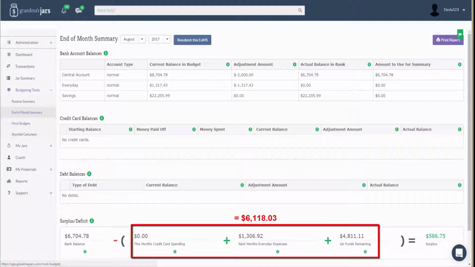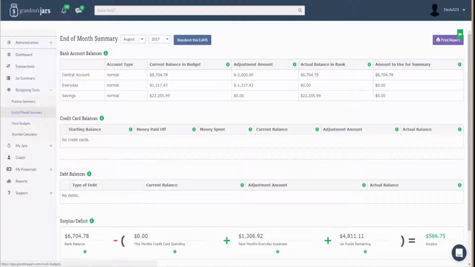$6,118.03. This is the amount that Dean and Emma need to have in their bank accounts on the last day of the month. We can see here that the $6,704 that Dean and Emma have in their bank account easily covers their next month's everyday allowance and the funds remaining in their jars, which means they have a surplus of $586.75.